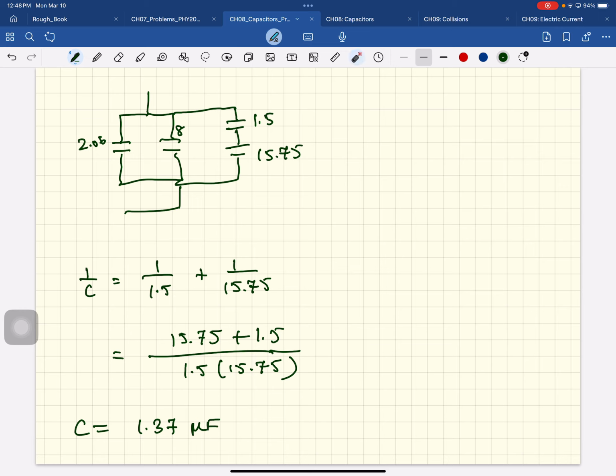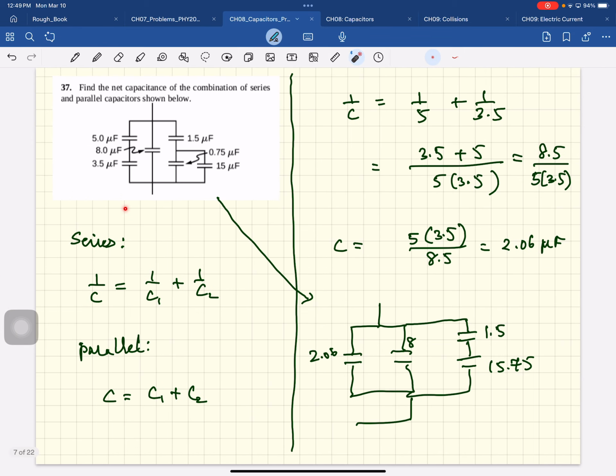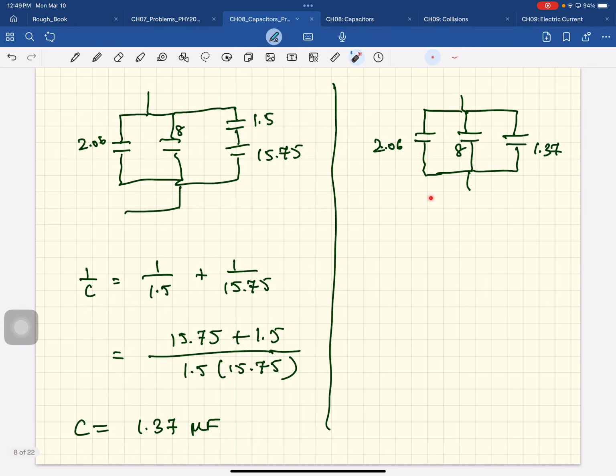So this fella, the effective capacitance here is 1.37 microfarads. So now what we have done is 2.068, 1.37. Okay, in 2 steps, we've reduced this bank of capacitors to this equivalent circuit.